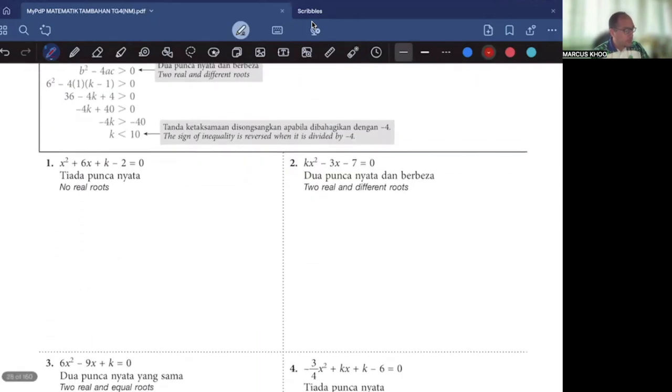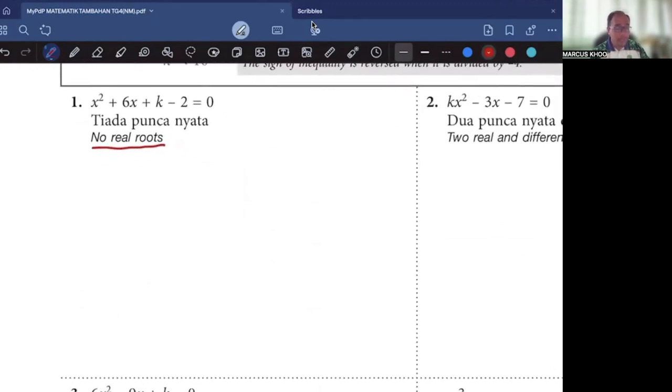Okay, so first of all, you're given x squared plus 6x plus k minus 2 equals 0, and you say that there are no real roots. If there are no real roots, it means that b squared minus 4ac is less than 0. No real roots, that's the condition.